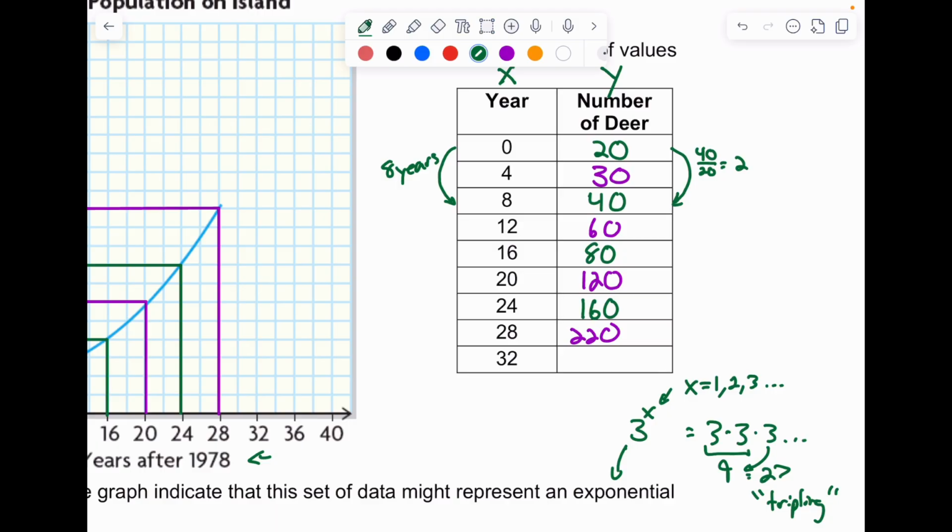Well, let's look at another 8-year span. Let's look at this one, 4 years to 12 years. That is also 8 years that have gone by. And let's compare these populations. So if I compare 30 and 60, well, 60 divided by 30 also gives me 2.